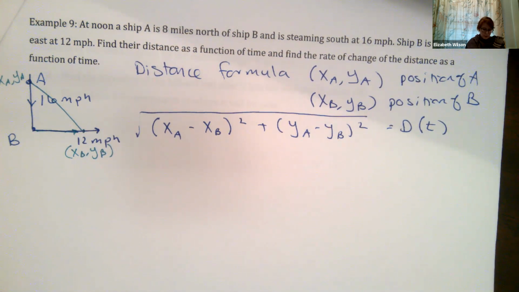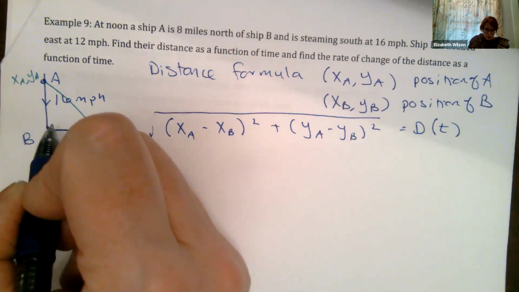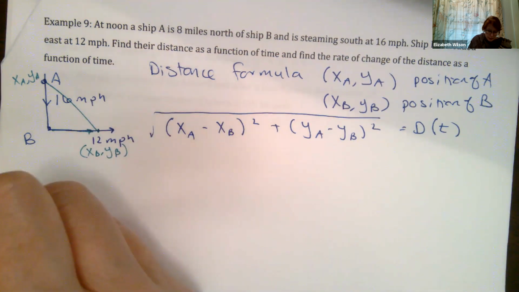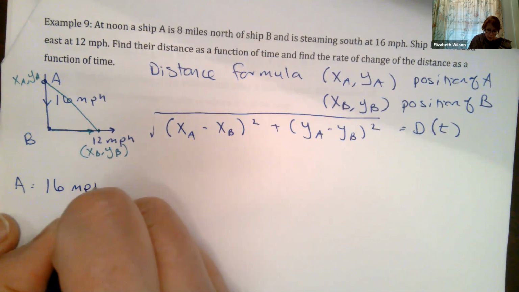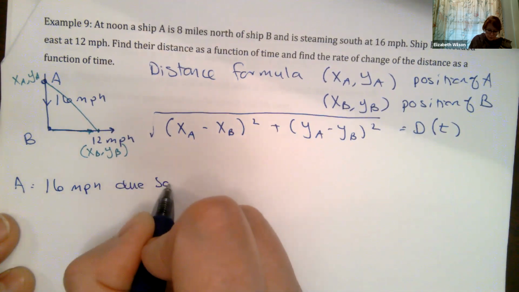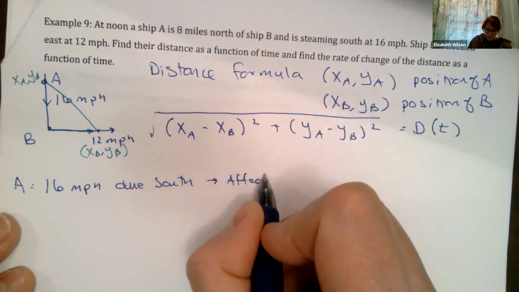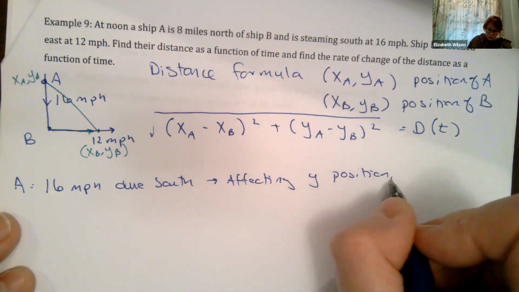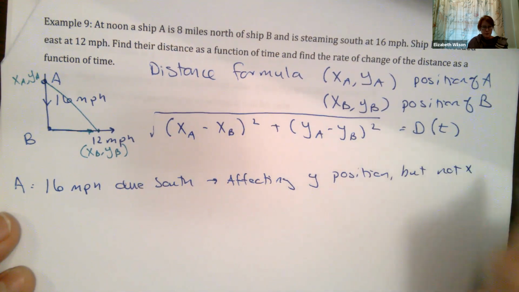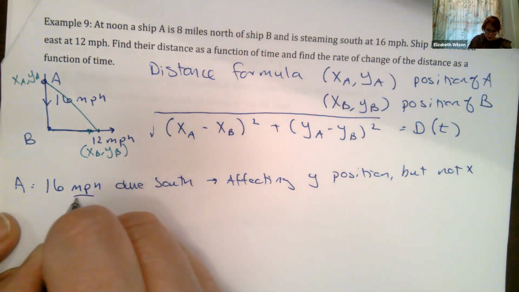All right, so now I was given miles per hour and not actual coordinates. So I've got to be thinking about what's going on. So now let's think about A, right? We were just given 16 miles per hour due south, which means that it's affecting the Y position, but not the X position, right? So remember, our velocity, miles per hour, is a velocity.